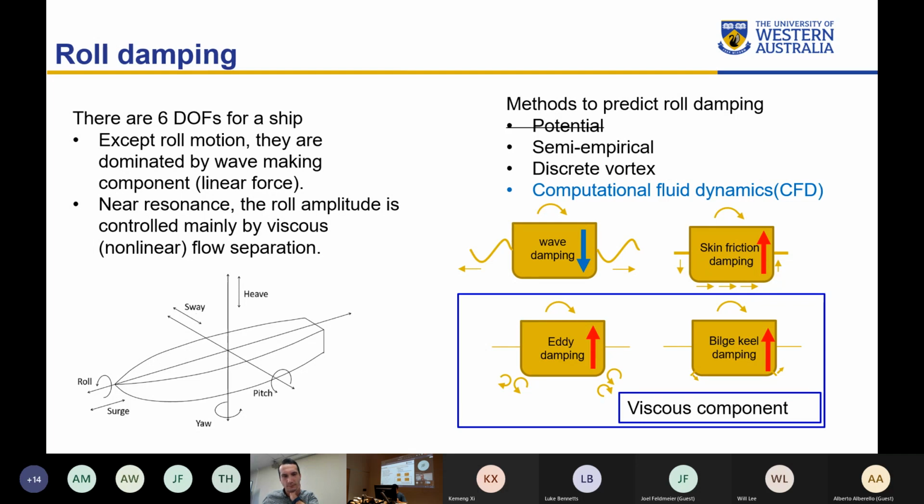Except for computational fluid dynamics, also called CFD, which can predict the roll motion in any circumstance, or in most of the circumstances, other techniques like semi-empirical methods have many restrictions. And in our study, we focus on the viscous component, the eddy making and bilge keel component.